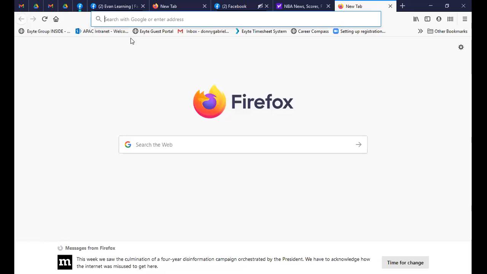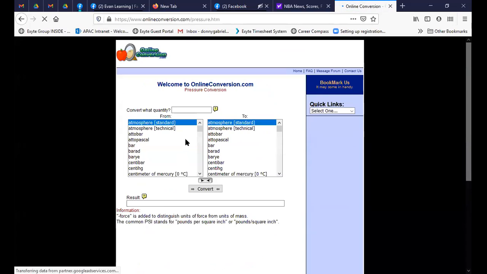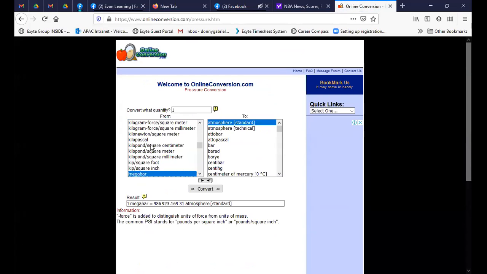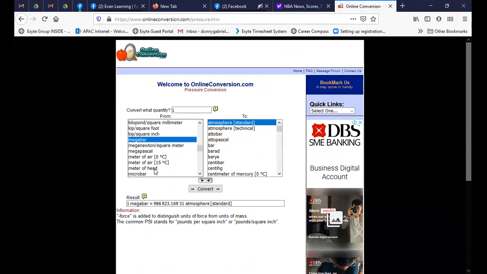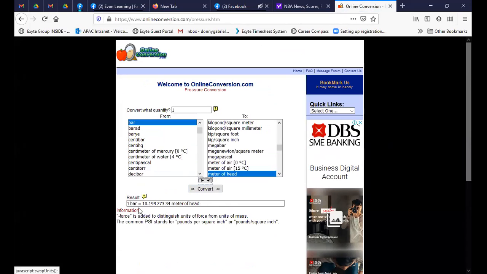Okay. So, this is the conversion, no? So, you could see here in pressure, from meter of head to bar. Ayan. So, nako-convert yung meter of head. So, since our assumed height is 5 meters, we could easily convert 5 meters of head into bar. So, ito yung conversion factor ng bar to meter. O, baliktarin natin. 1 bar is equal to 10 meter head.